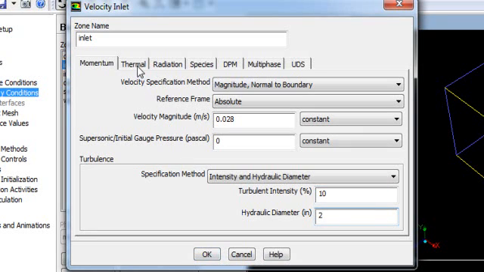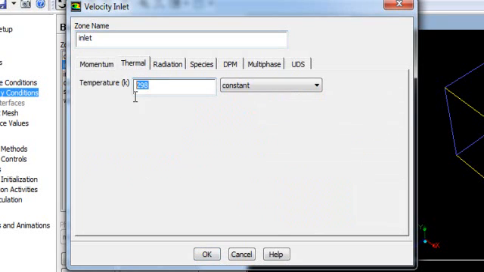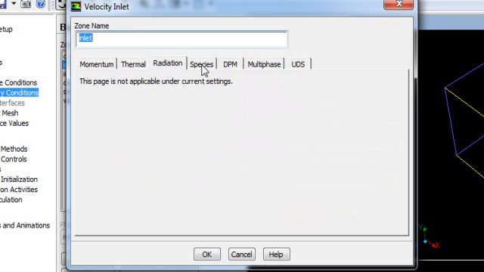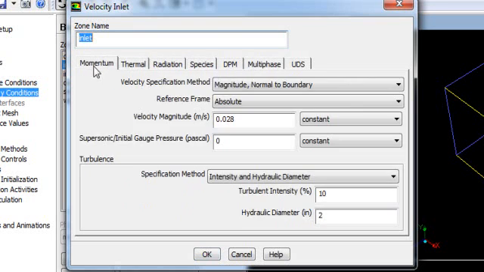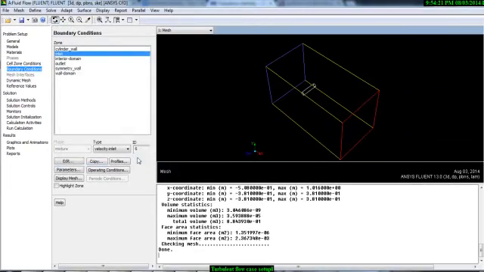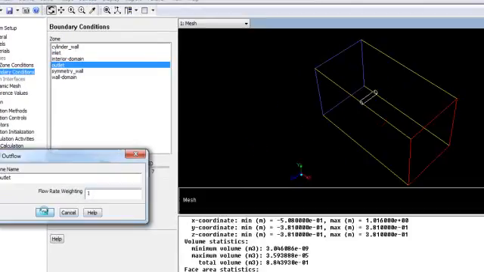Before doing that, you have the thermal option, so change that. We don't have any radiation, no combustion, no multi-phase flow, only the momentum and thermal. So here is the inlet boundary condition, select OK. Now the outlet is outflow, just like the laminar flow, so we don't need to change anything.